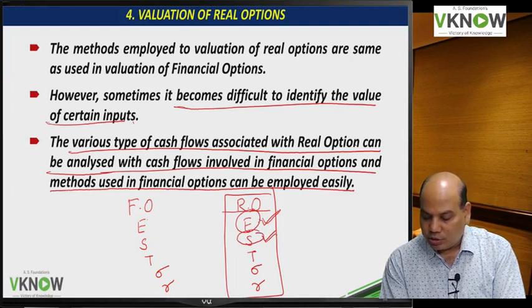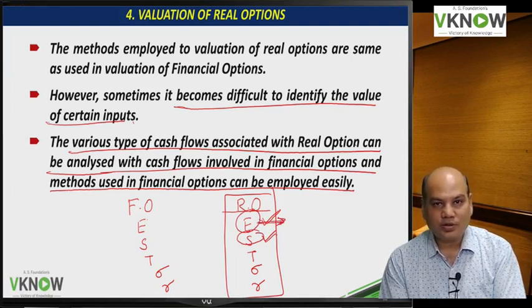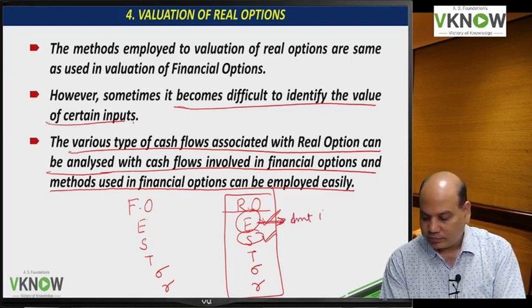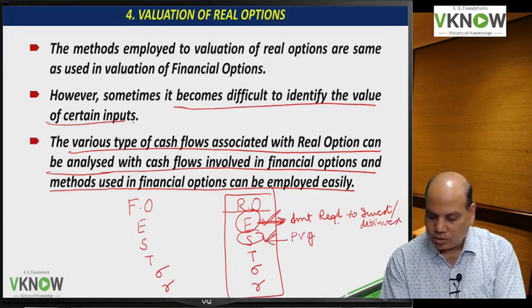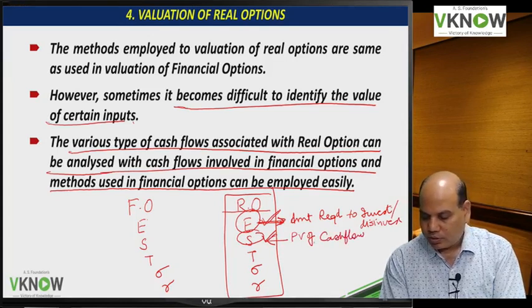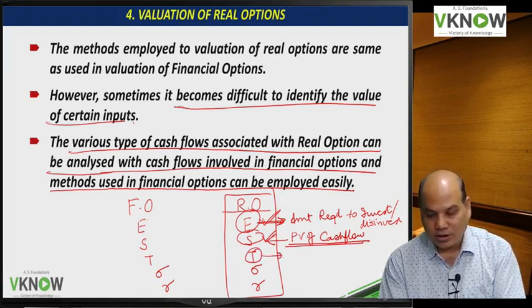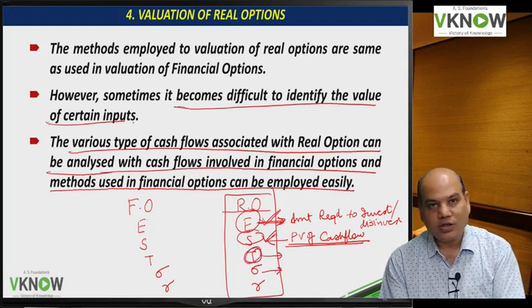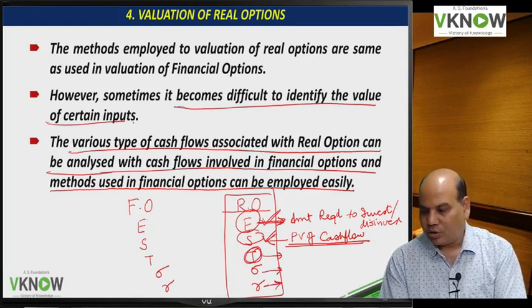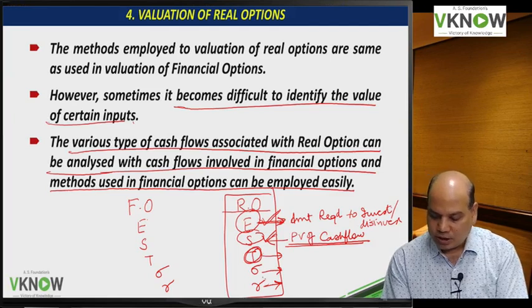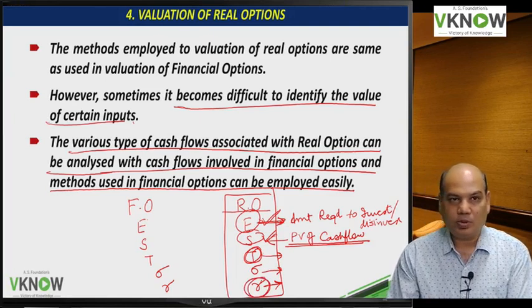The amount you are required to invest or disinvest, that amount is called exercise price. And instead of share price, it will be present value of cash flows. Present value of cash flows will become the share price. Time remains the same, but this time can be in multiple years. It can be 2 years, 5 years, 10 years, so we'll take accordingly. Standard deviation has the same meaning, and the rate of interest has the same meaning. If you are using the Black-Scholes model, the rate of interest you will take will be compounded continuously.